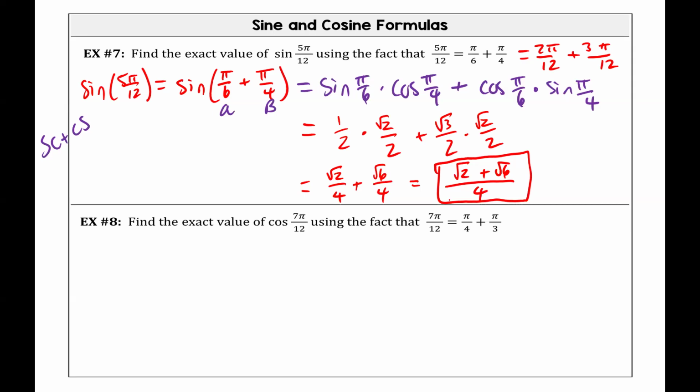Do you see why I said to think of it as a formula instead of an identity? Because with formulas, we plug things in, right? Identities, we use them like puzzle pieces and manipulate, right? Here, we plug things in. You just got to remember which one you're using, and you also have to be able to know which angles you're using.